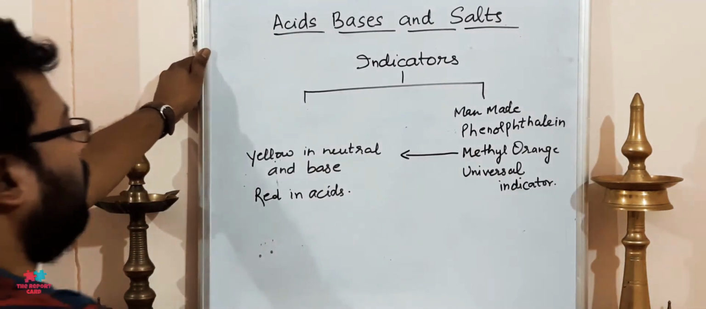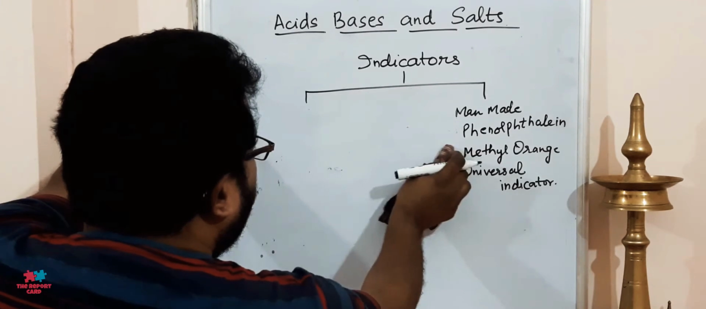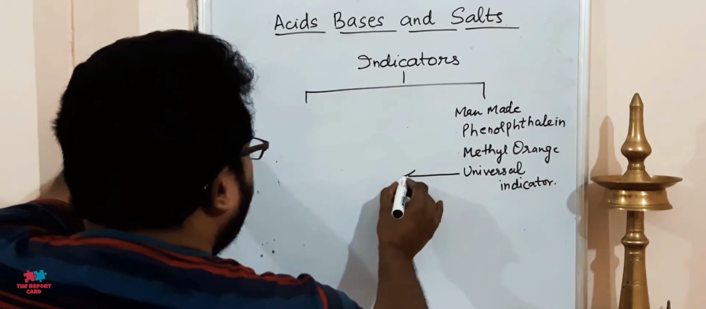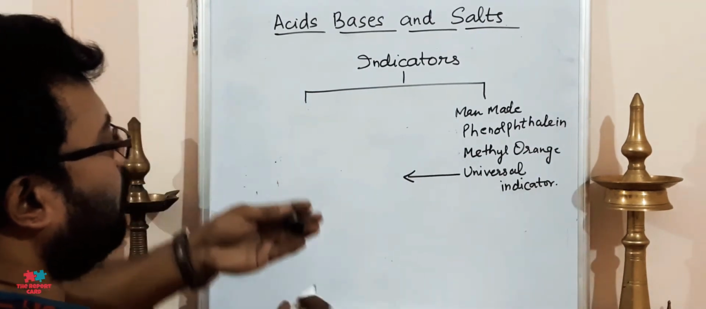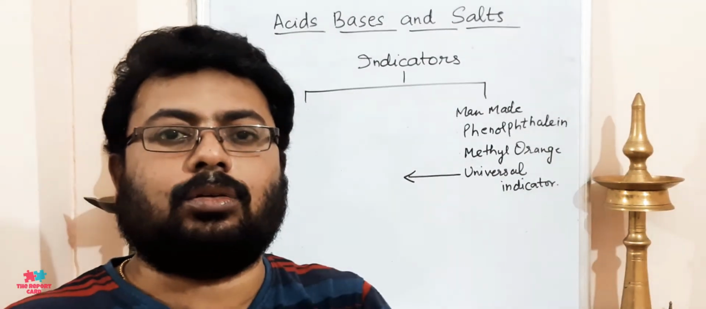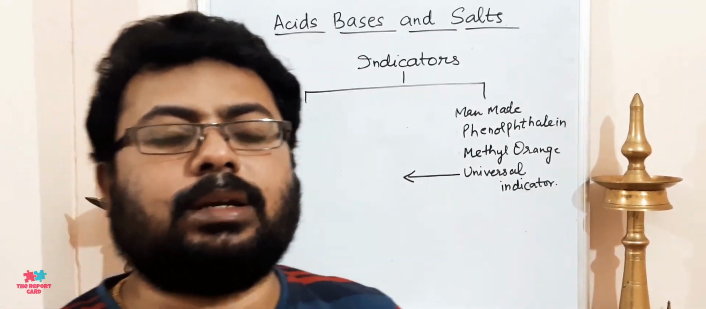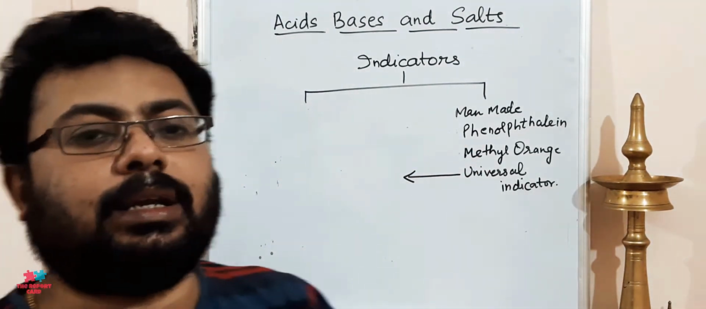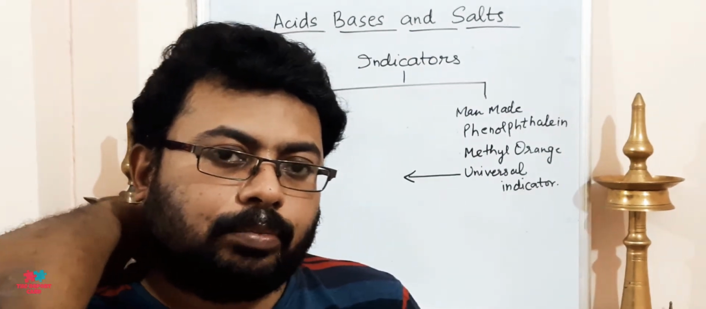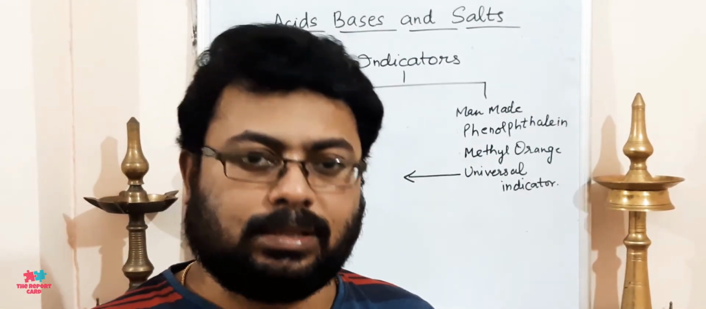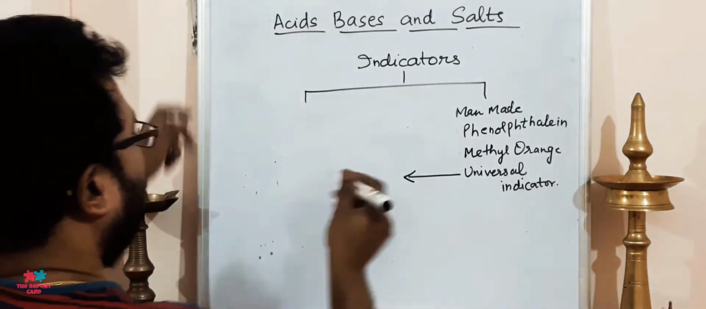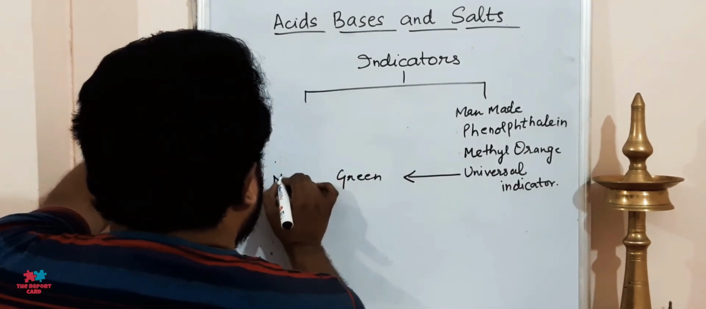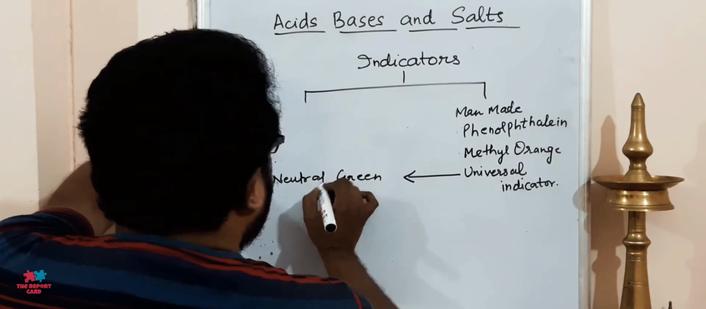Okay, right. Then let us talk about the universal indicator. Now this is very important. Universal indicator even indicates the strength of an acid or a base. Later on in this chapter I'll be discussing the pH value also. This is what the universal indicator usually indicates. It is very important to know how strong an acid and a base is. Usually in a neutral solution it is green in color.